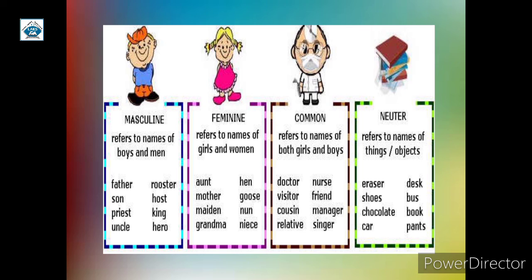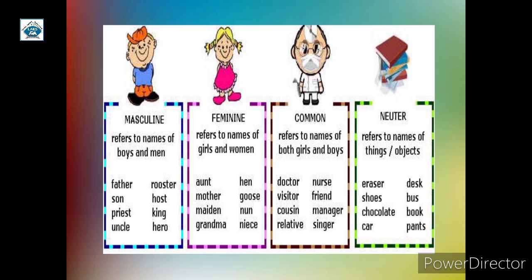Last, neuter gender. It refers to names of things or objects. We don't know the gender of any thing or object, so we termed it as neuter gender. For example, eraser, shoes, chocolate, car, desk, bus, book, pants, library, television, honesty, etc. It includes the names of places, things, abstract nouns, etc. For example, Gandhidham, we don't know its gender, so we'll call it as neuter gender.